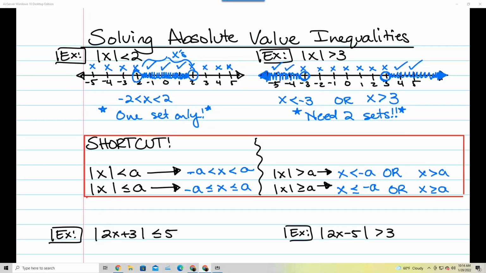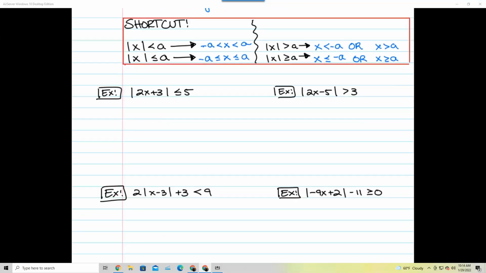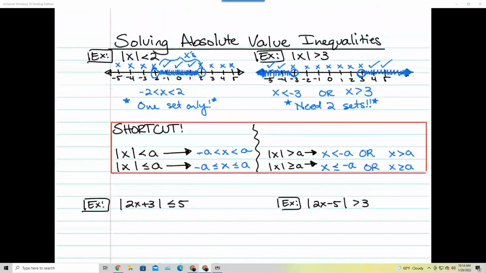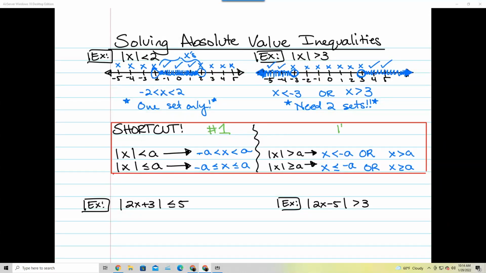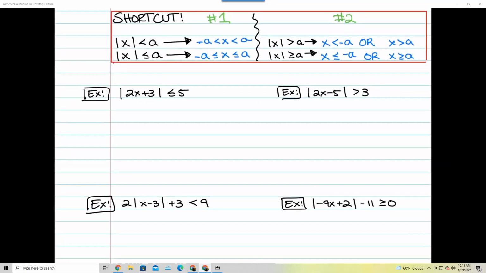So in order for me to use this, and we're going to be doing 4 examples right here, in order for me to use this and to be able to reference these a little bit easier, I'm going to go ahead and call this shortcut number 1. And I'm going to go ahead and call this shortcut number 2, just so it's easy for me to look up and say, oh, it's shortcut 1 or shortcut 2. All right. So here are the 4 problems we're going to work with these shortcuts on.